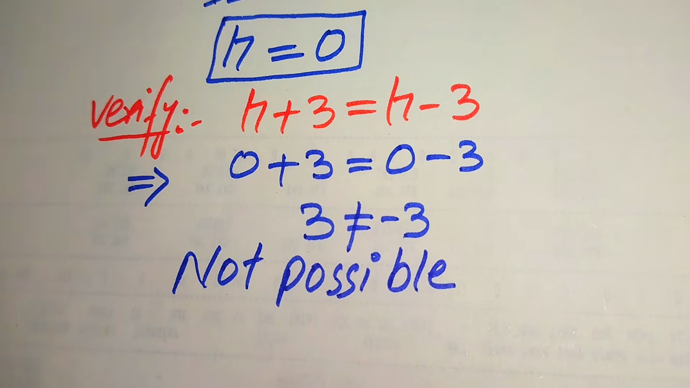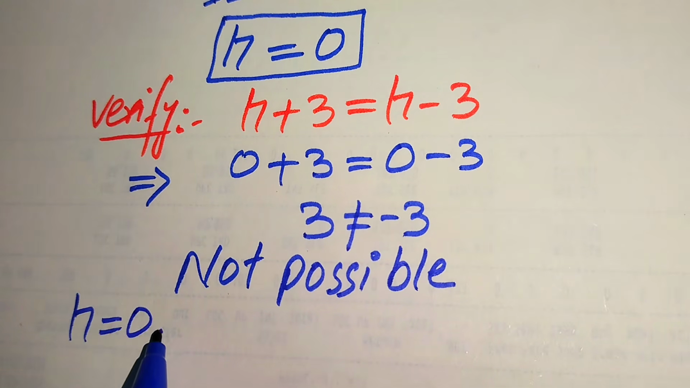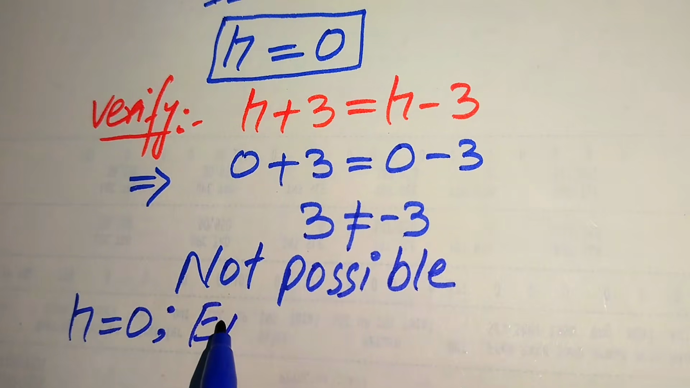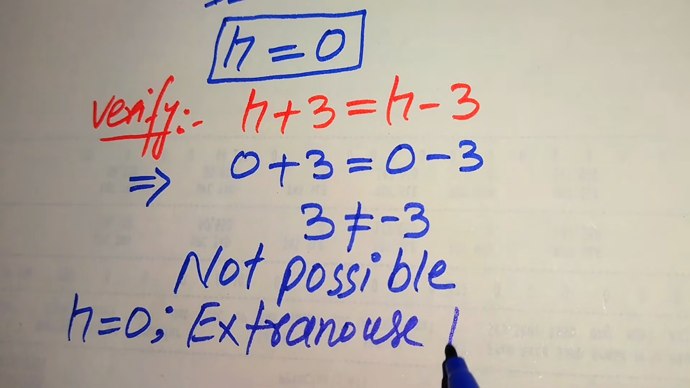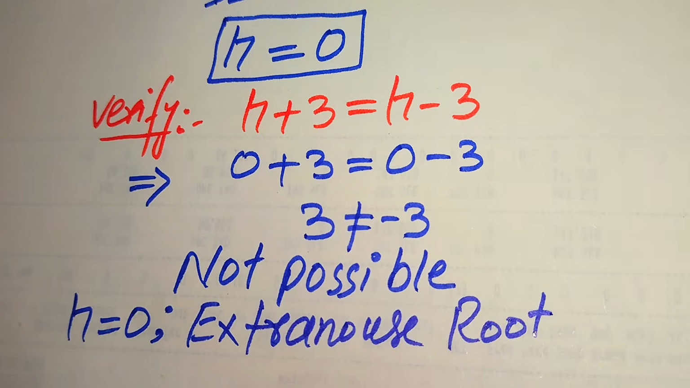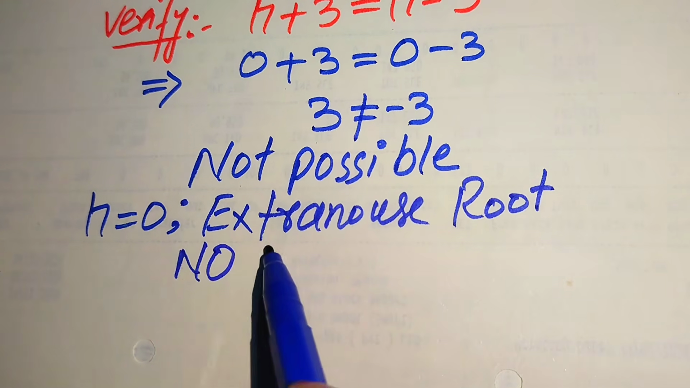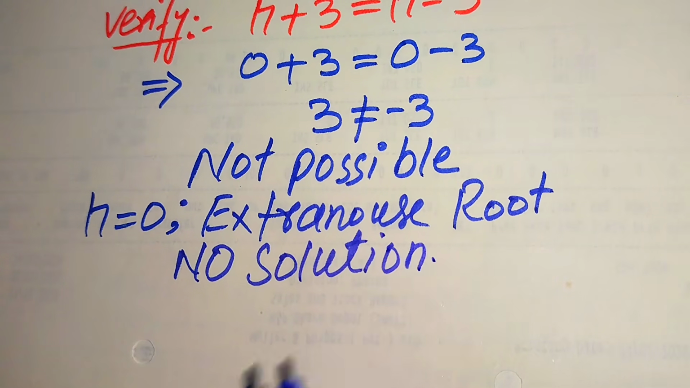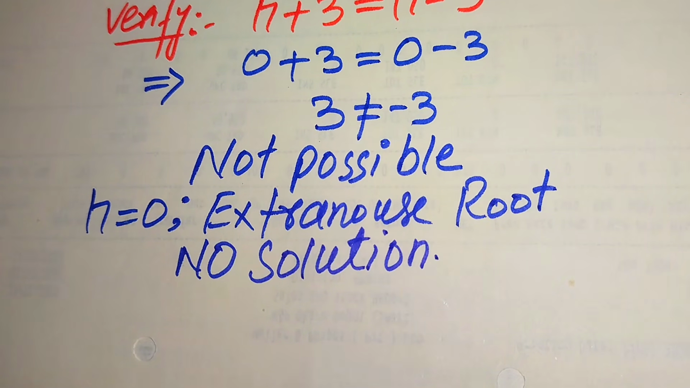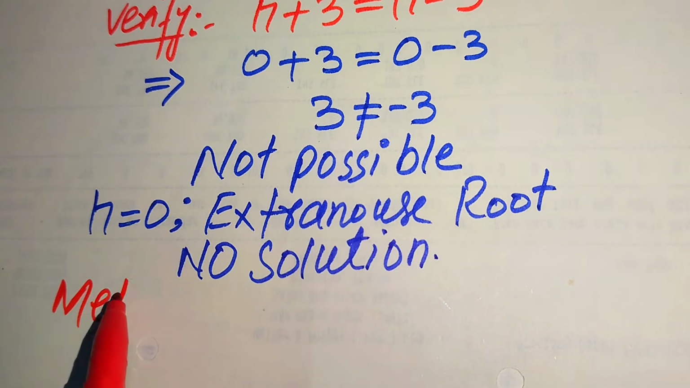So this concludes that h equal to 0 is an extraneous root of the given equation, because it does not satisfy our given question statement. So here we finally conclude that this question has no solution, because we cannot get any value of h which satisfies our given question statement. So this is our final answer which we get from the first method, and now we again solve this problem by the second method.